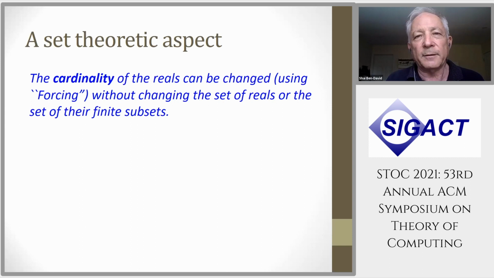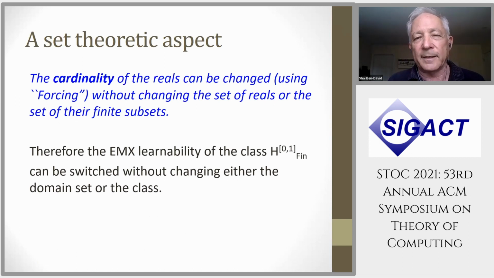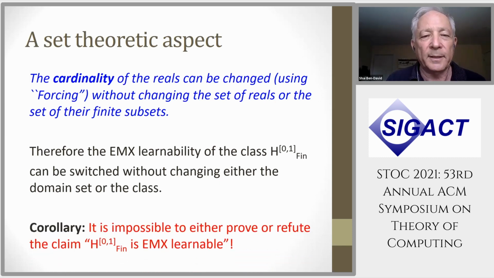And right, since the cardinality of the reals can change using forcing, we're not cheating here. When we change the cardinality of the reals, we don't add reals and we don't add finite subsets of reals. So our domain stays the same, the collection H stays the same, but the learnability changes from one model of set theory to another model of set theory, and therefore it's not determined by set theory. And so the EMX learnability of the class of all finite subsets of the unit interval switches between being learnable and not learnable depending on extensions of set theory. So it is impossible to either prove or refute that it is learnable.